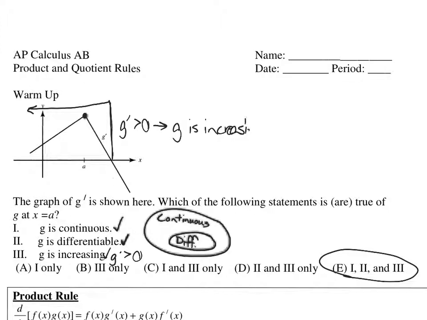And you might say, well, wait a sec, G prime is going downhill here. How is G increasing? Yes, it's going downhill. That just means that as we're increasing, we're not increasing quite as fast as it goes downhill. But we are still increasing until the point where it hits this. Then it starts to decrease once G prime gets into the negatives. Okay? So, there's a good warm-up for us.